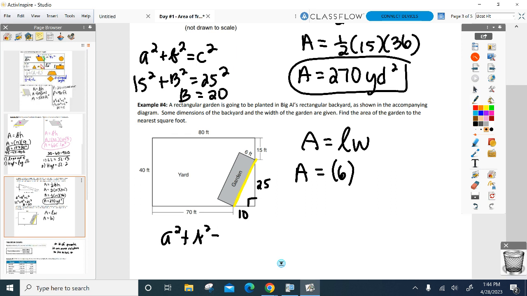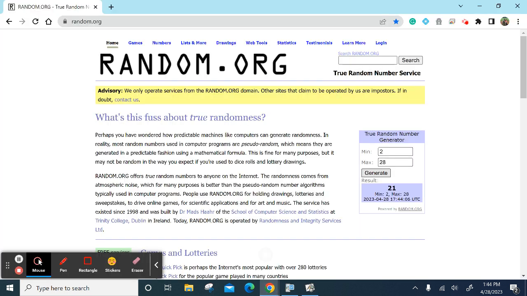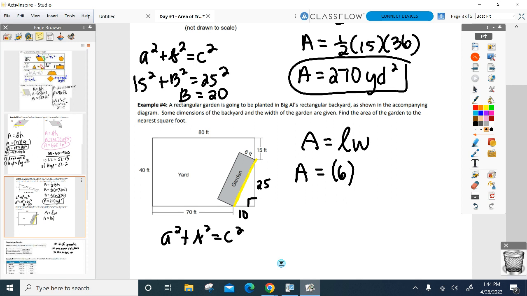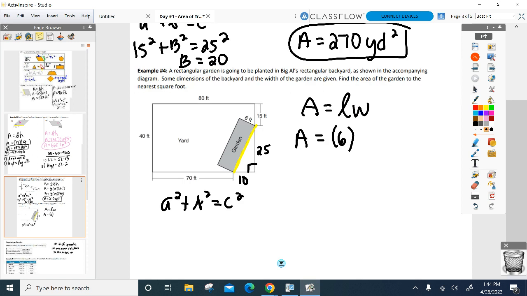We are going to use Pythag. Somebody else, plug it in for me. Plug those values in. 10 squared plus 25 squared. Oh, it's not a perfect square, is it?